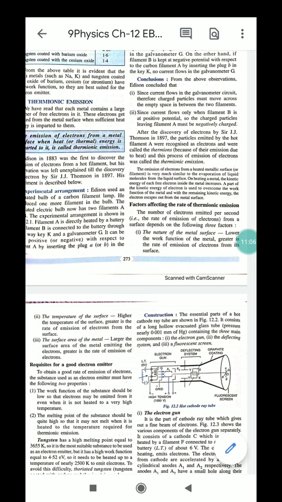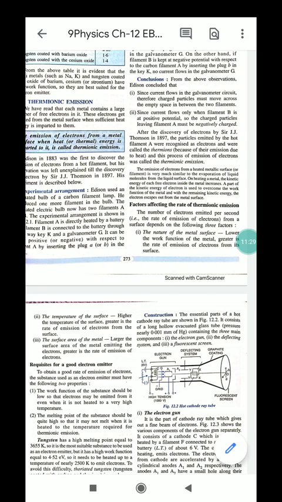Now, the rate of thermionic emission depends upon the following factors: nature of the metal. The rate of thermionic emission is inversely proportional to the work function of the metal. So, metals having lower work function will have higher rate of thermionic emission. Then, temperature of the metal surface and surface of the metal.